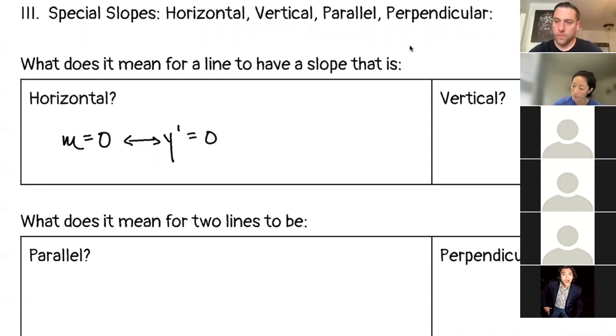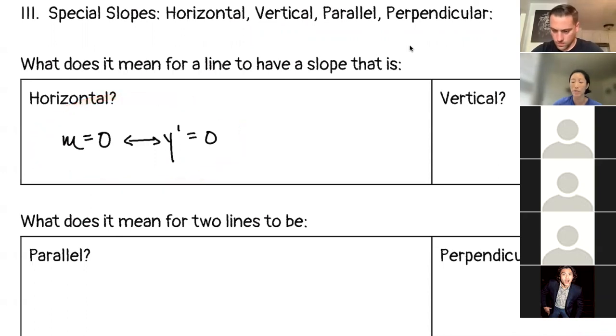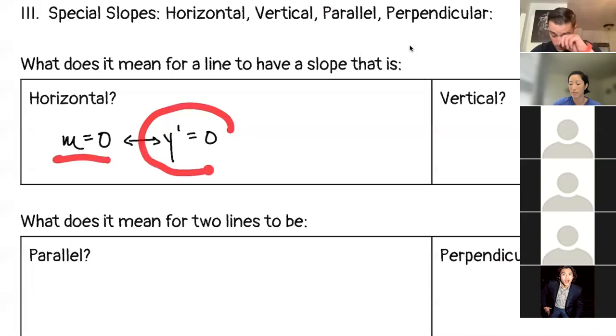And that right there is a really important connection I want us to make. We're going to use that a lot. We're going to be looking at special cases where we have horizontal lines. And so what I really want us to connect that to is not just that they're horizontal, but in particular that y prime, that first derivative, is equal to 0. Okay.